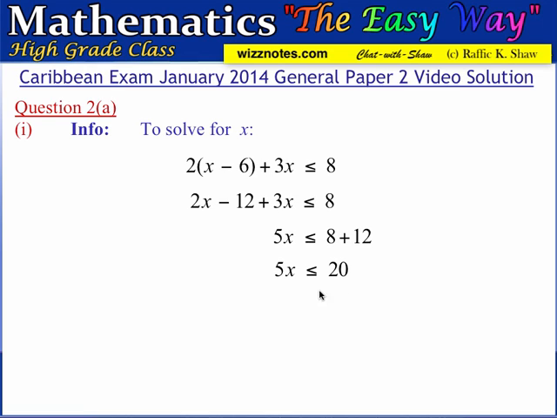Then to make x the subject, we need to divide both sides by 5. And because we are dividing by a positive 5, there is no need to reverse the inequality sign, and so we can proceed to say that x will be less than or equal to 20 divided by 5. And 20 divided by 5 is 4, and so the result is that x is less than or equal to 4. That's the answer for this inequality. x is less than or equal to 4.